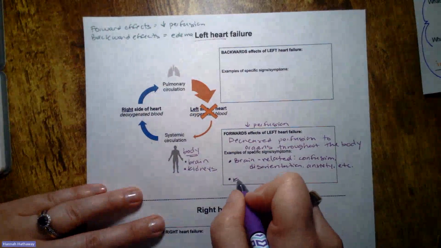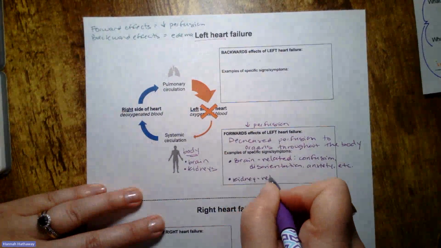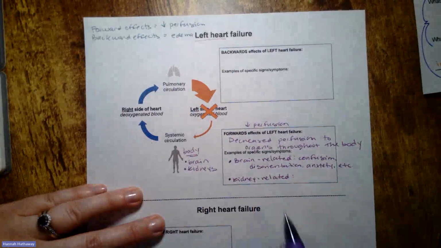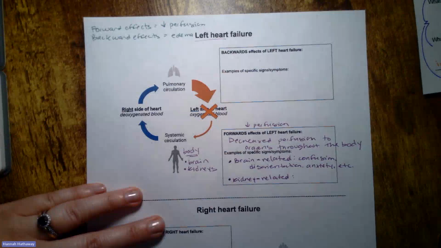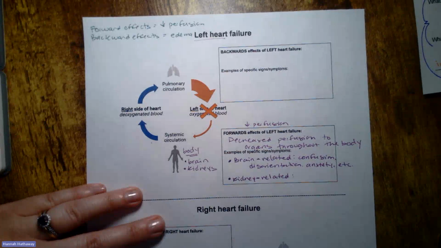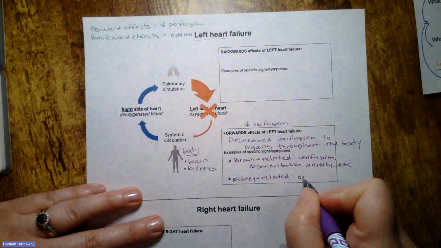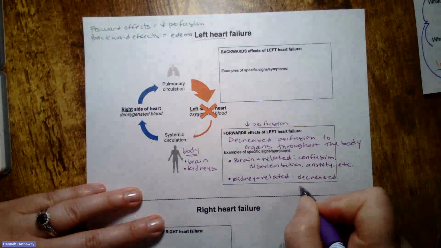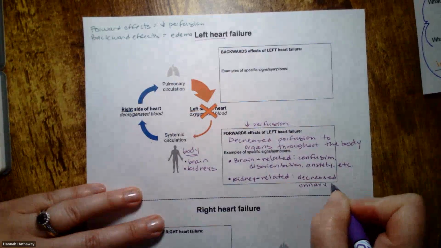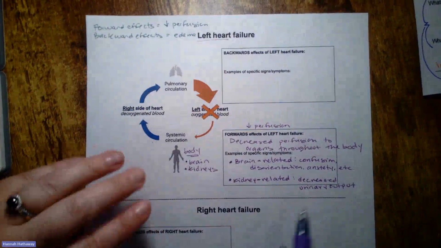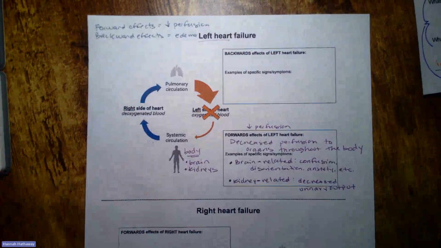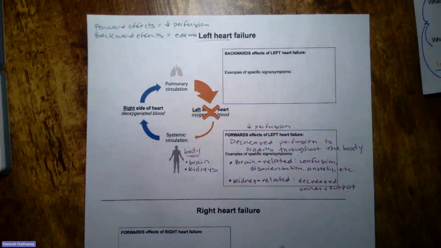We also could have some kidney related signs and symptoms. And this helps if you remember that the kidney's normal function is to remove waste from the blood and then make that waste into urine. So if our kidneys are not getting enough blood, that means we are going to end up with decreased urinary output. So decreased urine. These are two examples, once again, of forward effects of heart failure.